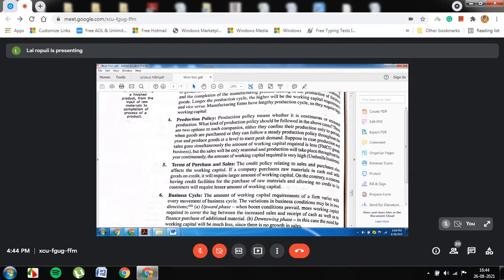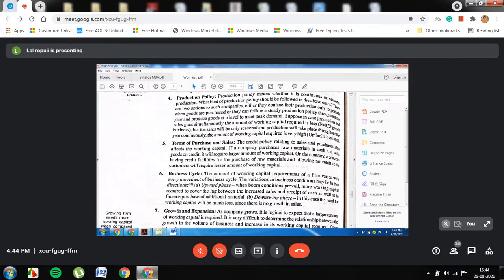Then terms of purchase and sales. The credit policy relating to sales and purchases also affects the working capital. Credit policy means whether you are going to let your customers buy on credit or not. If the company purchases raw material in cash and sells goods on credit, it will require a large amount of working capital. On the contrary, a concern having credit facilities for the purchase of raw materials and allowing no credit to its customers will require a lesser amount of working capital.